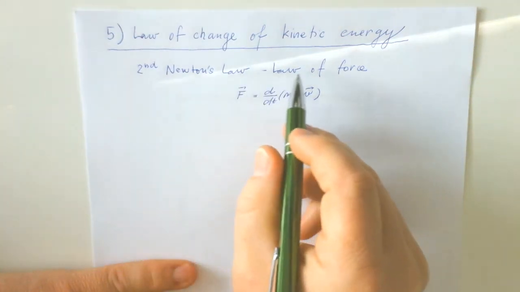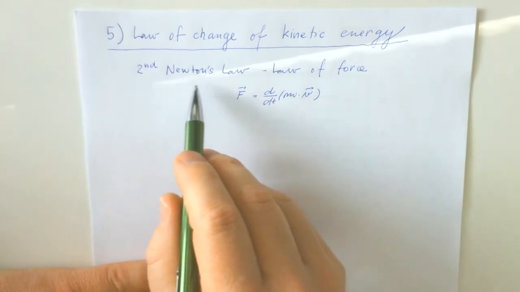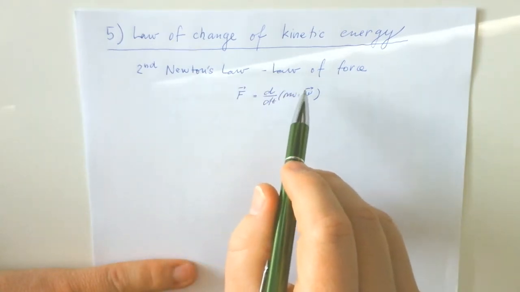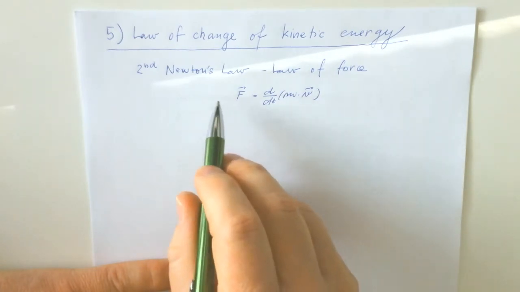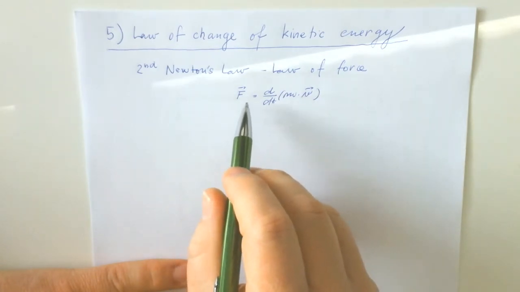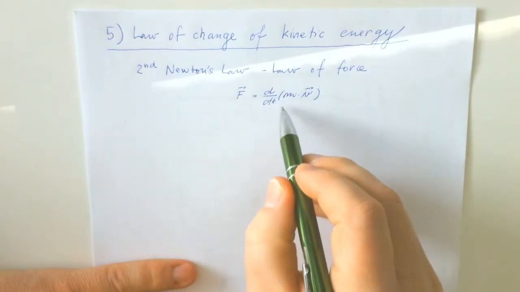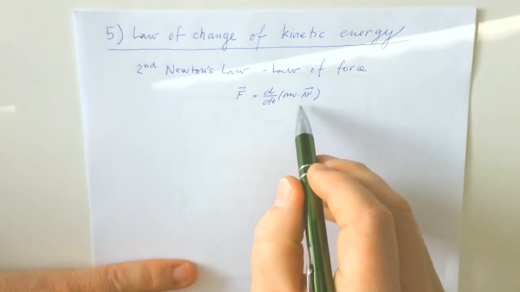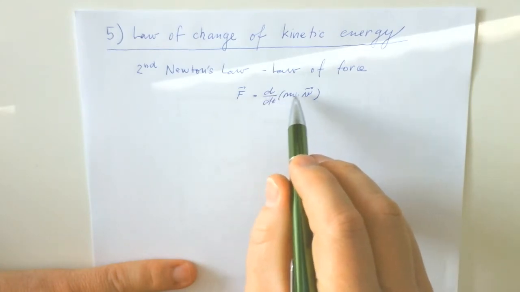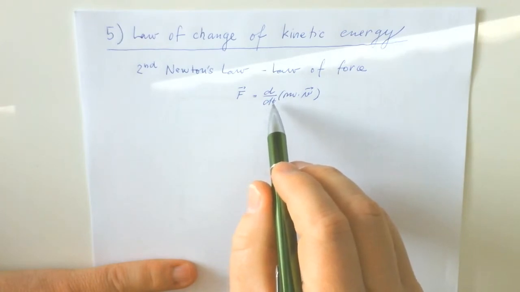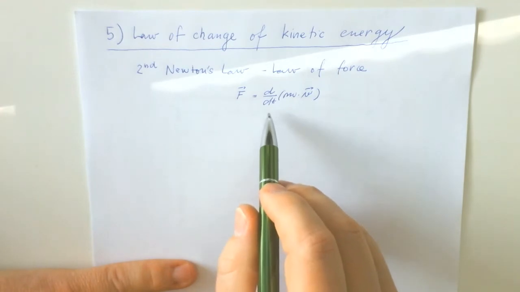Law of change of kinetic energy. We can start from second Newton's law, so-called law of force. The mathematical formulation of this law is here. So F is equal derivative of, can you see what is it? It is momentum, derivative of momentum with respect to time. So this is the mathematical formulation of second Newton's law.